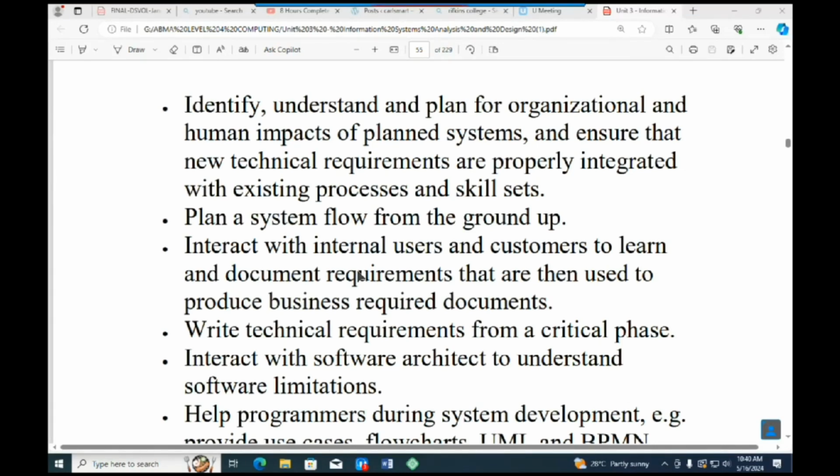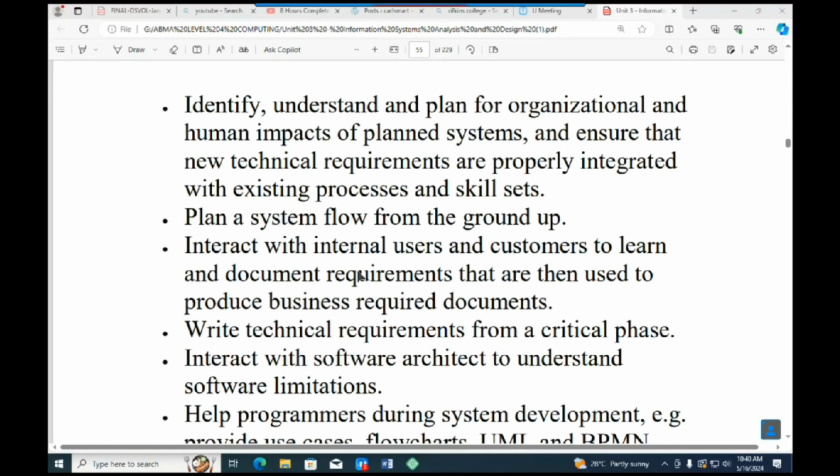So it's going to plan for the impact on the organization. It's going to plan for the human impacts of the system, and is also going to make sure that if we have new technical requirements for the system, they are going to be integrated properly with the processes and skills that are already existing. Remember, we are trying to bring a technological solution to a problem. It does not mean that we don't have an existing solution. We might have an existing solution that is not technological.